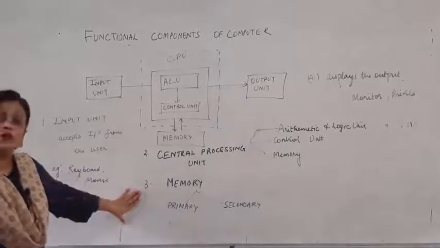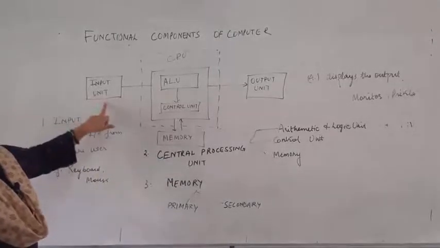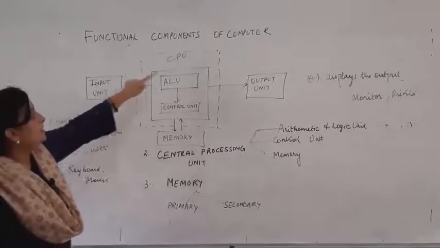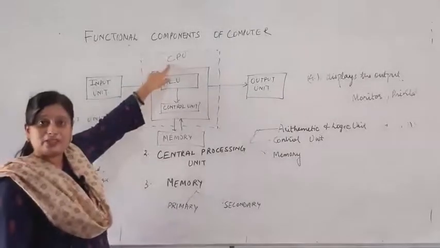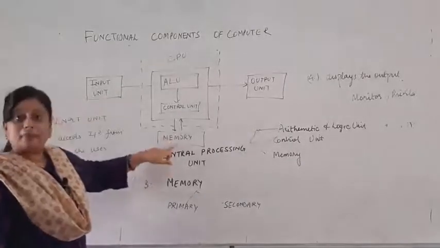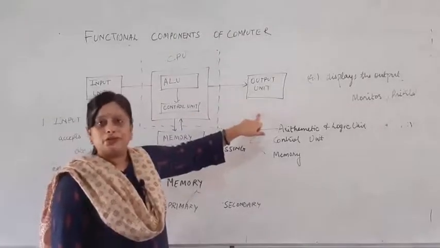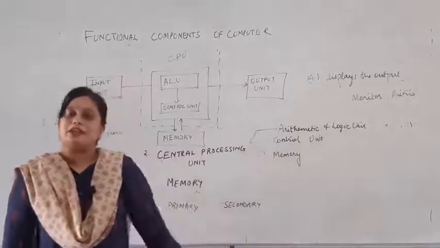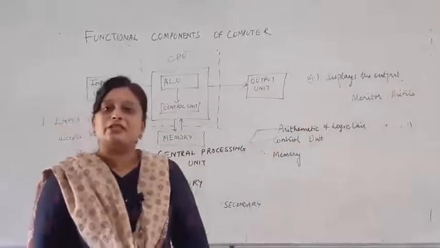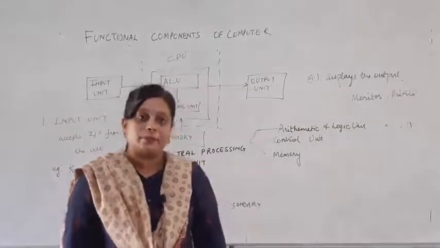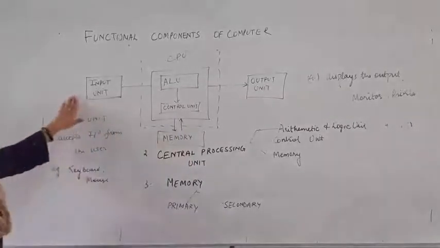it is basically divided into 4 components. The first one is your input unit, the second one is your central processing unit, the next one is your memory unit and the last one is your output unit. Let me give an illustration of each of these physical components of computer. First of all, the input unit.